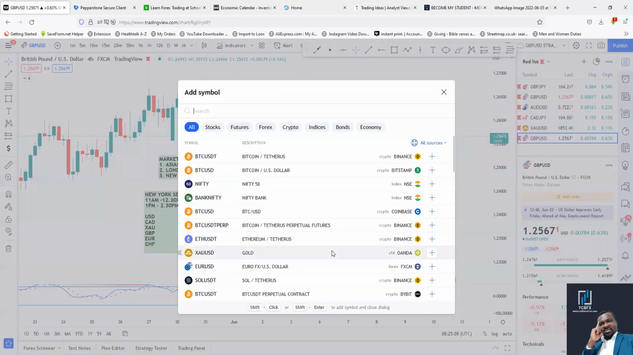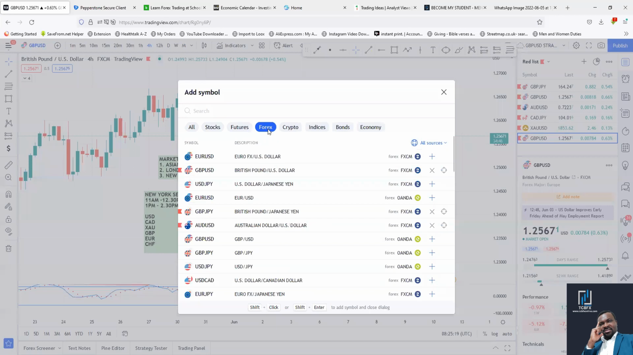and it will bring you to this place. Now, all symbols are here, including indices and all of that. Look at them. We have stocks, we have futures, we have forex, we have cryptos, we have indices, we have bonds, we have economics. So whatever you want. But what I suggest you do is right here, type in forex, currency, and you come to Forex. Under Forex now, this is where you are. You want to pick the currency pair you are merging.